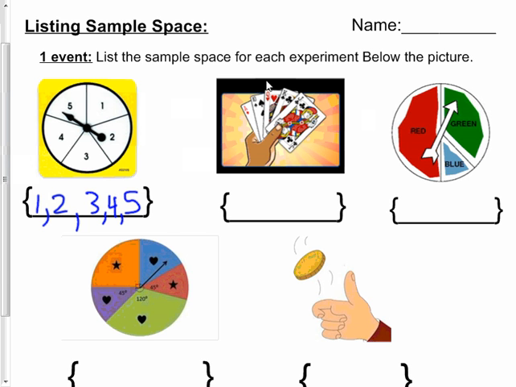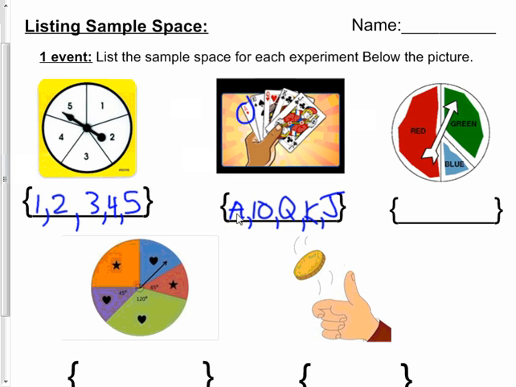Let's take a look at drawing a card. What are all the possible outcomes of me drawing a card from this hand? Well, first I can see that there's an ace of diamonds. We'll just put ace. Then I can see that there's a 10. I can see that there's a queen, a king, and a jack. So these are all the possible outcomes.